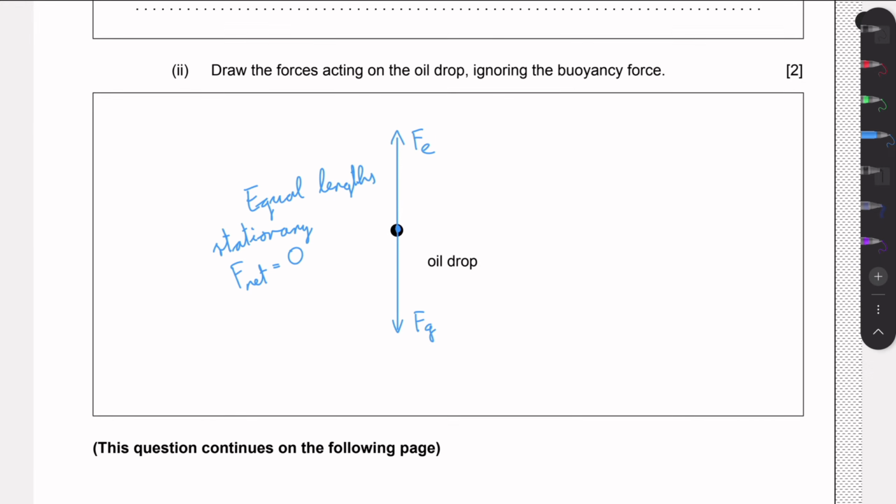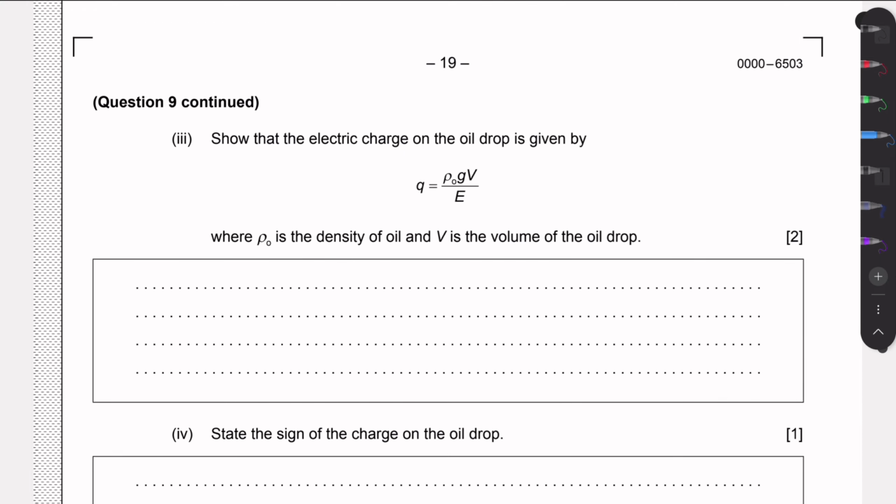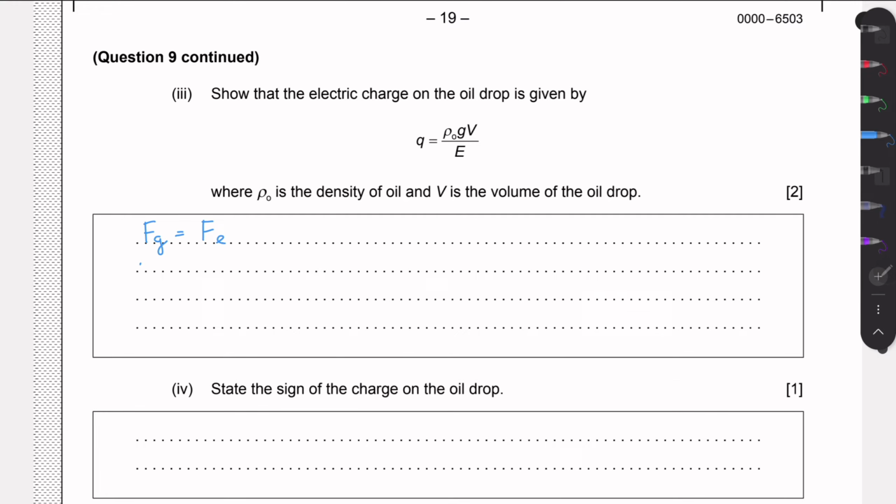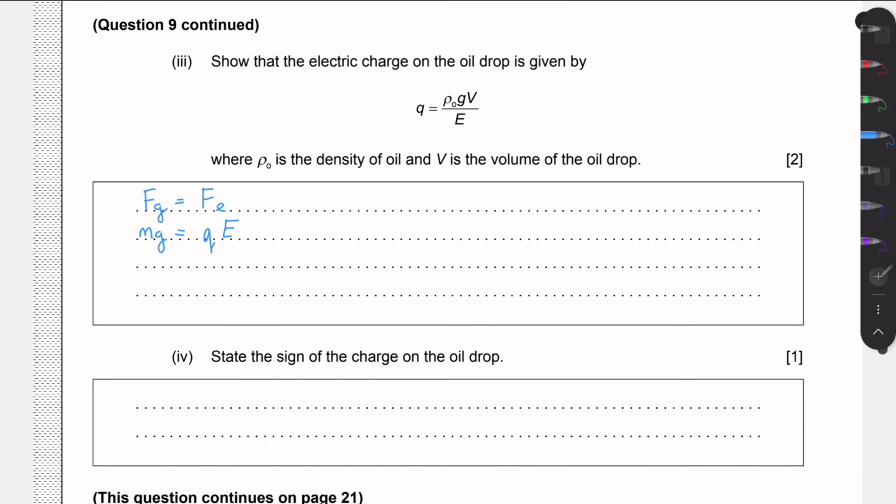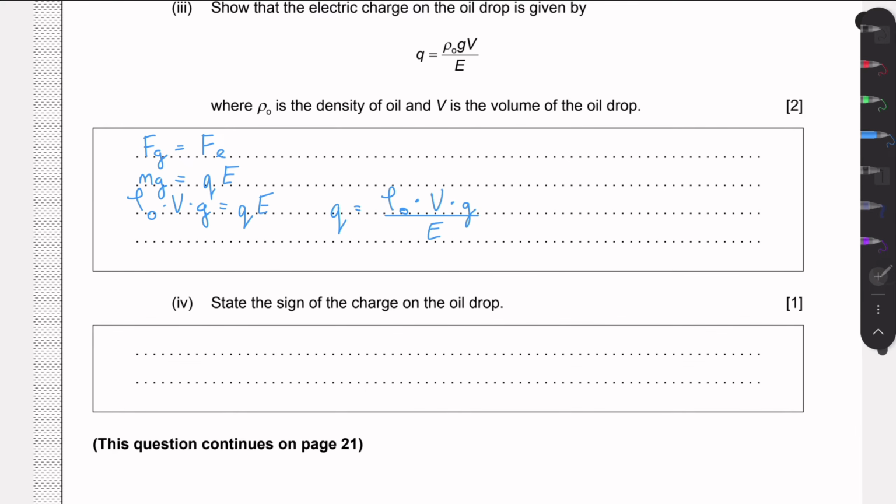Well, we can use the fact that the net force is 0, so the gravitational force will be equal to the electric force, and we have very simple formulas for this. So we know the gravitational force is m times g, electric force is q times E, charge times the electric field, and we know the mass is just, as we calculated in the previous one, the density of the oil times the volume of the drop. So density times volume times g equals QE, and we just need to divide by E to find the final relationship. Like this.